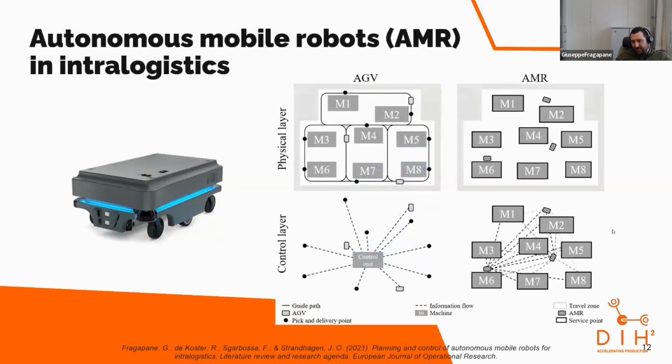With the AMR, we now have the opportunity to give it a map, as you see on the right side, where the M stands for machines at the moment, and it can decide on its own where to go and where to deliver. You can flexibly define where to put things and so on.